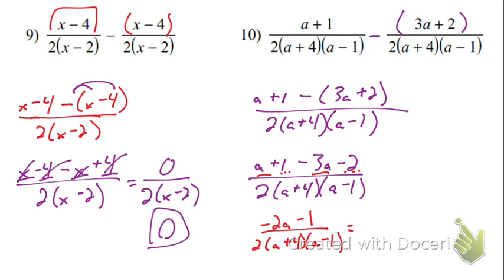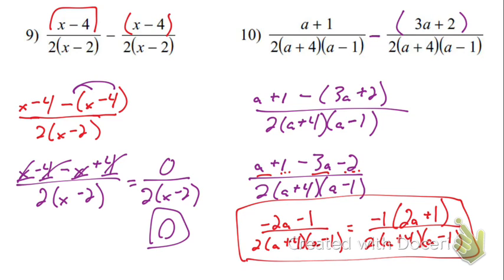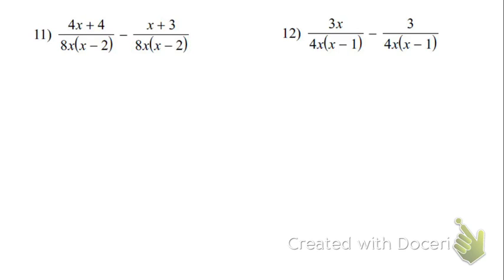Now, up top, you could factor out a negative 1 if you really chose to. You'd be left with 2a plus 1, and this is all over 2 times (a plus 4) times (a minus 1), but nothing goes away. So either one of those would be a correct answer in my book. Happy with either of them. All right, which one looks more fun?